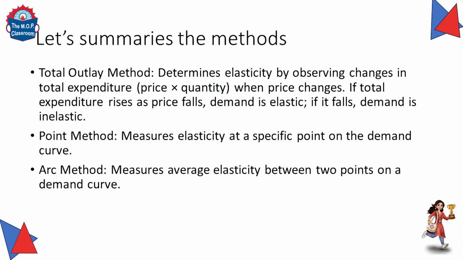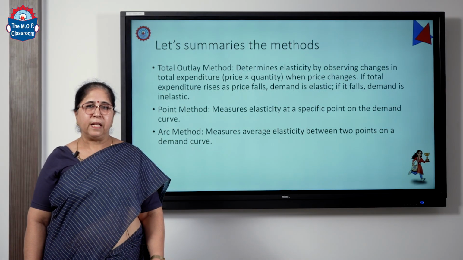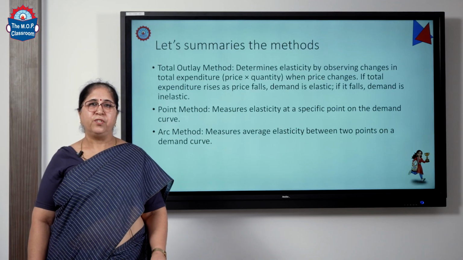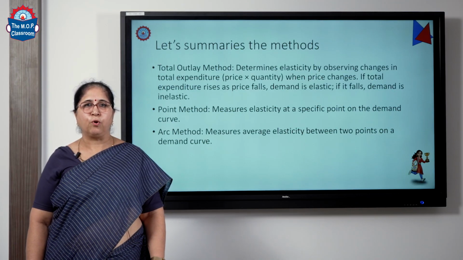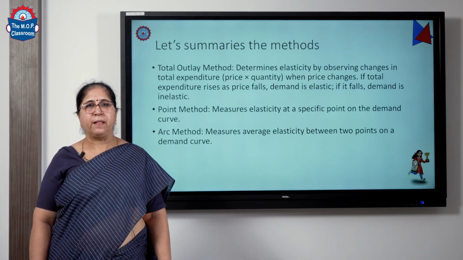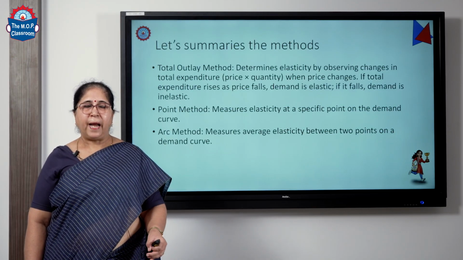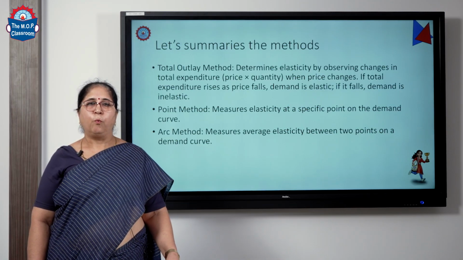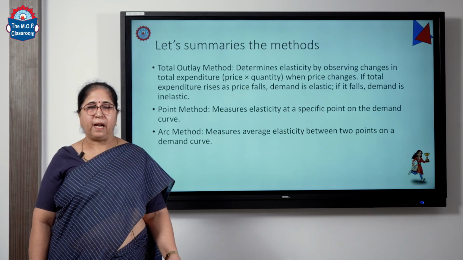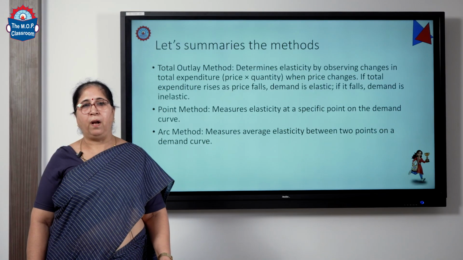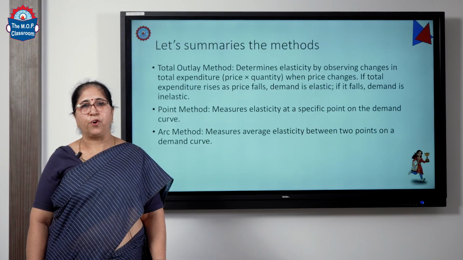So let us summarize today's class: we learned three methods of measuring price elasticity of demand. The total outlay method says that you establish the relationship between price, change in quantity demanded, and its impact on total outlay to comment on price elasticity of demand. In the point method, we learned that by dividing the lower segment of the curve by the upper segment of the curve, we can understand whether demand is elastic or inelastic, and in the arc method, we used an algebraic formula to comment upon the price elasticity of demand.